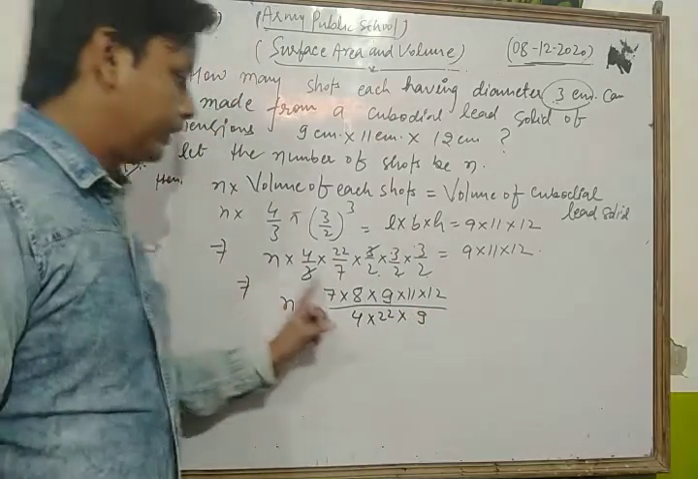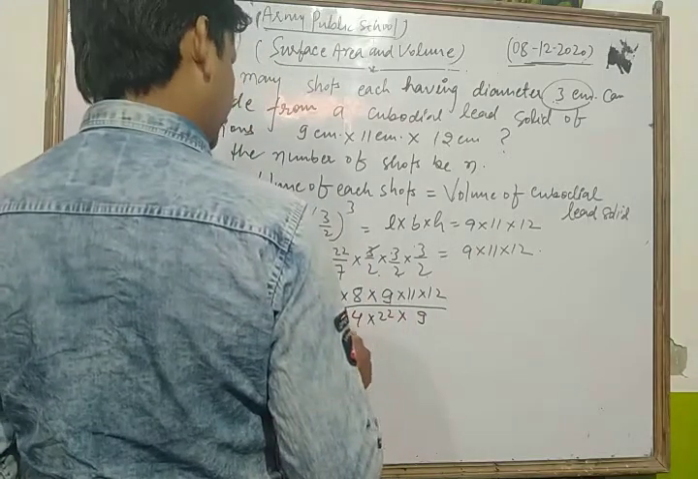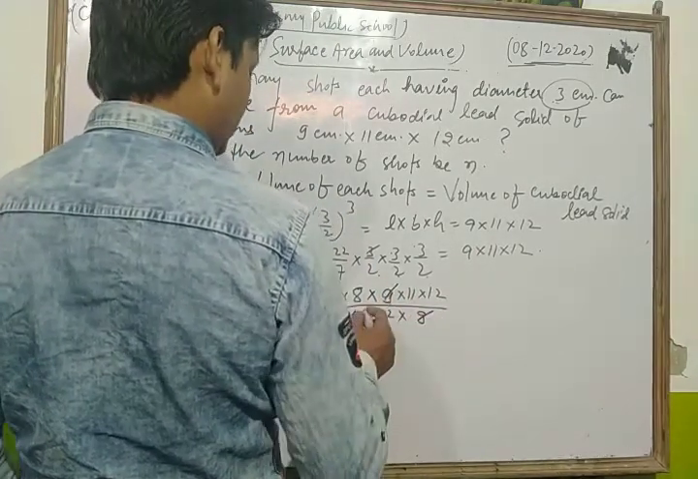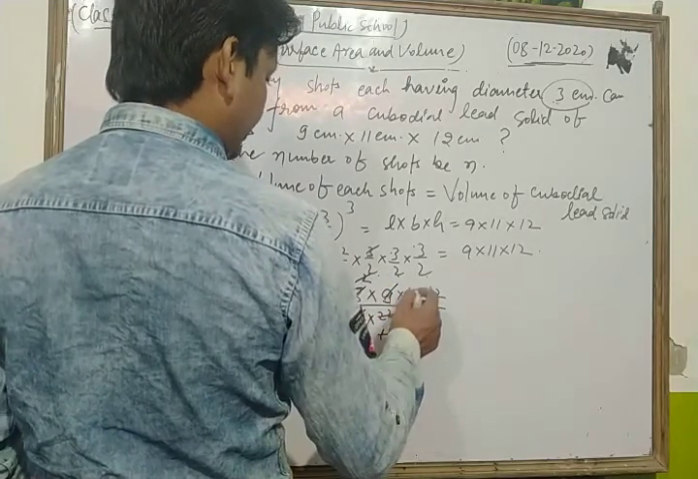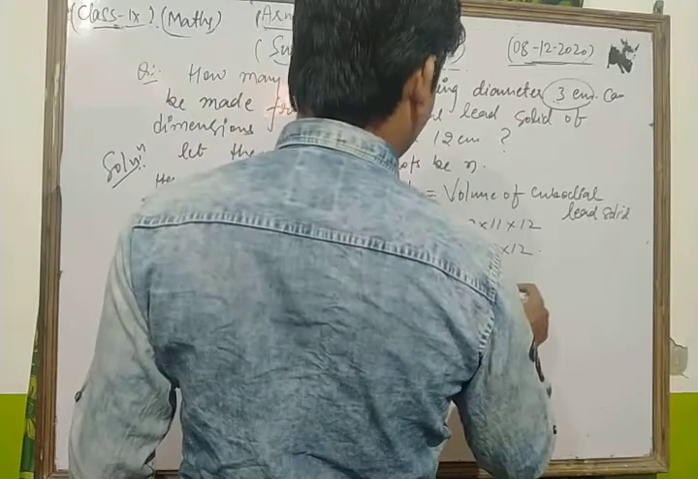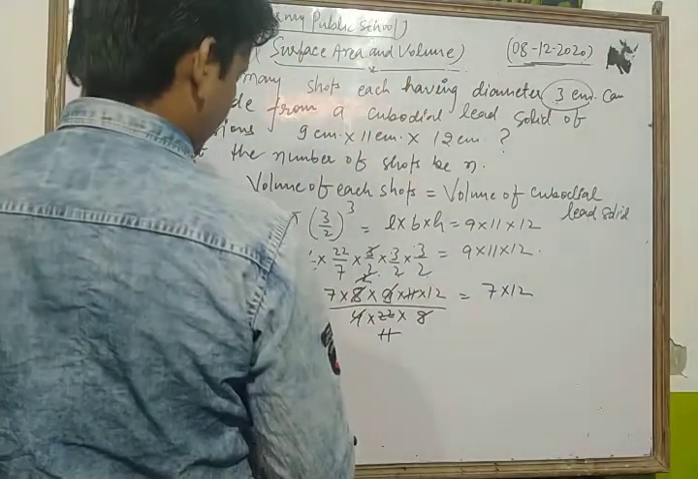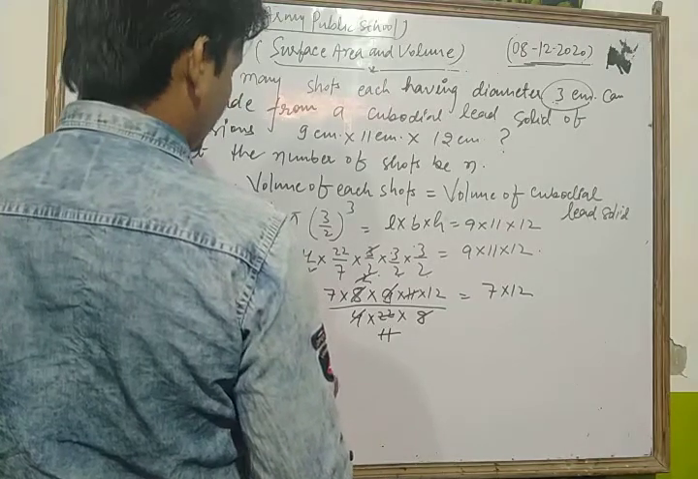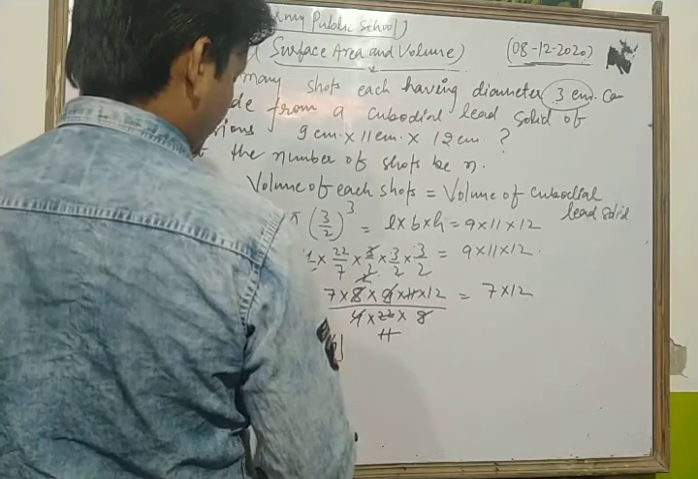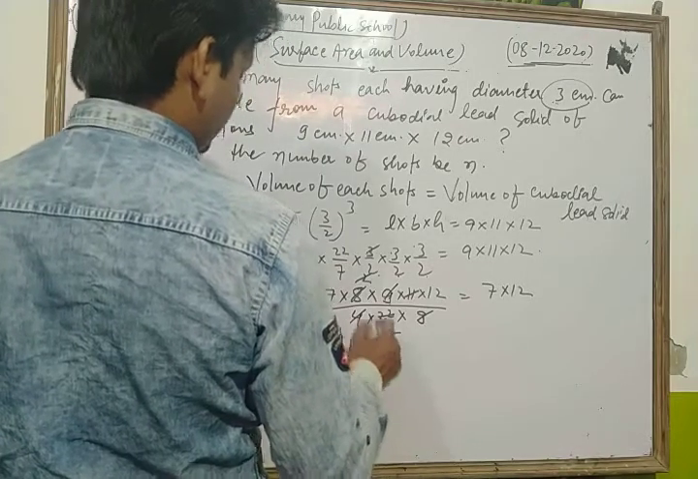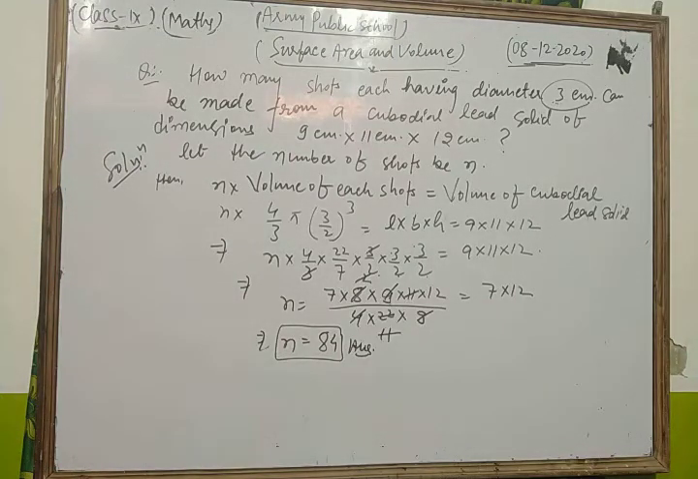Now we simplify them. The 9s cancel to each other. 4 2s are 8, 2 11s are 22, the 11s cancel to each other. So we get 7 into 12. Now 12 sevens are 84. Thus the number of shots is 84. This is our required solution of the given question.